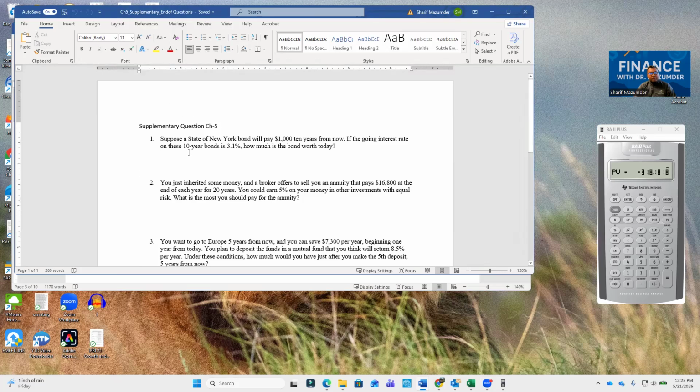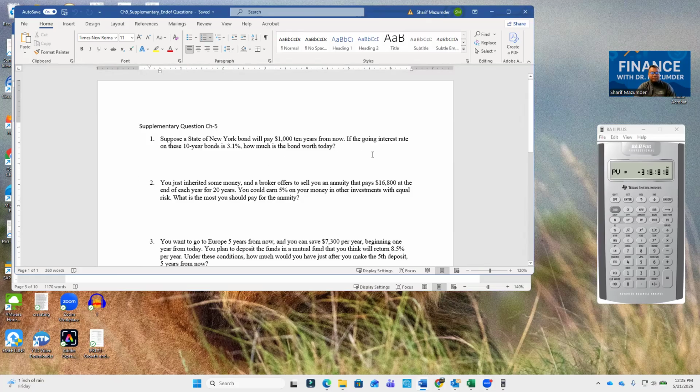Suppose a State of New York bond will pay 1000 10 years from now. So that means this is a future value of 1000. 10 years is our N. The interest rate of the 10-year bond is 3.1%, so it is I/Y. There is no interim payment, so payment will be 0. How much is the bond worth today?